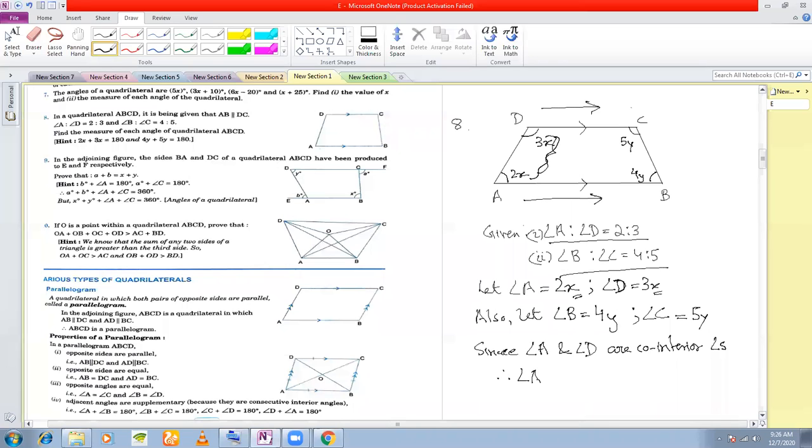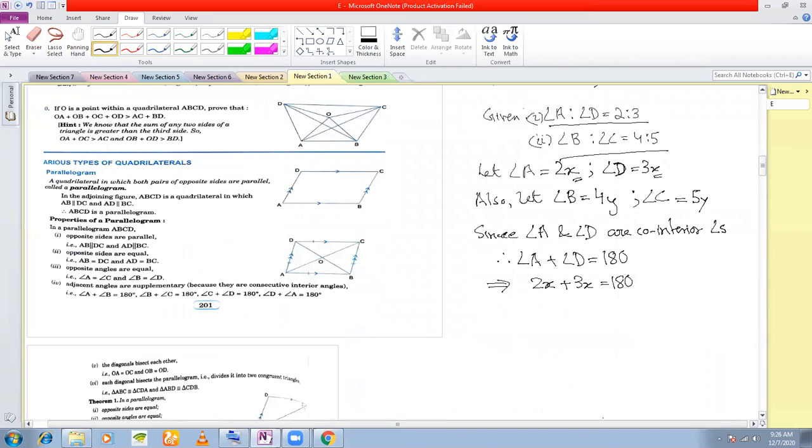Therefore, angle A plus angle D, I can say is 180 degrees, right? Because the sum of co-interior angles is 180 degrees. You know that very well. Put the values. Angle A is 2x, angle D is 3x, equal to 180 degrees. And you solve this equation. So you get 5x is equal to 180. That means x is 180 by 5, so x you're getting 36. Keep it as it is.